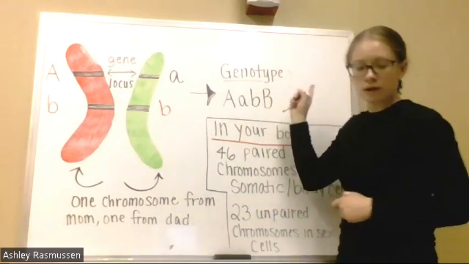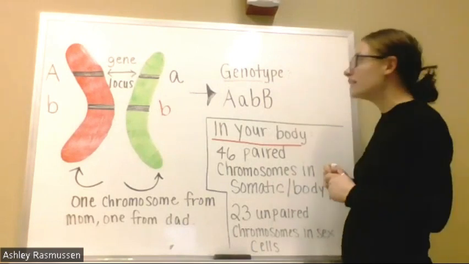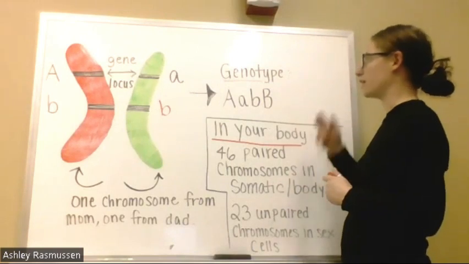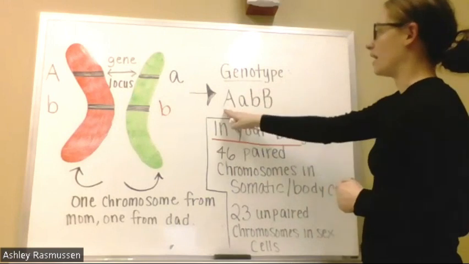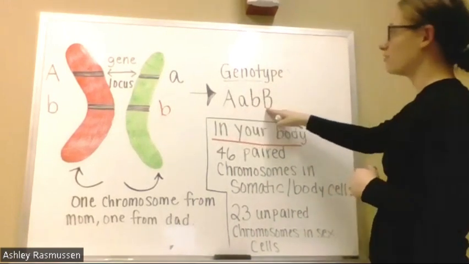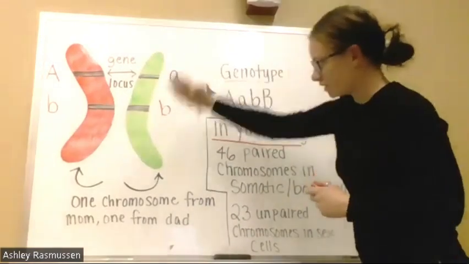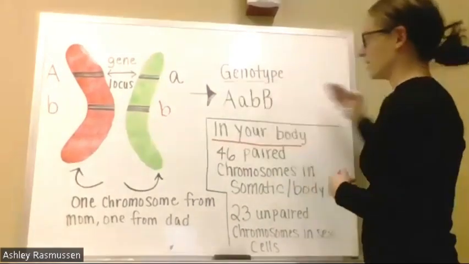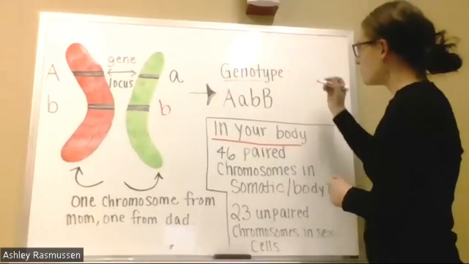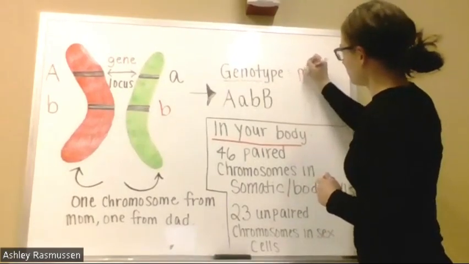Genotype, I want to also point out, is the complete set of genetic material. So that's why we wrote it out in full. This is all of the alleles, in this case with the chromosome, that compose these chromosomes, the complete set of material. Phenotype is different.